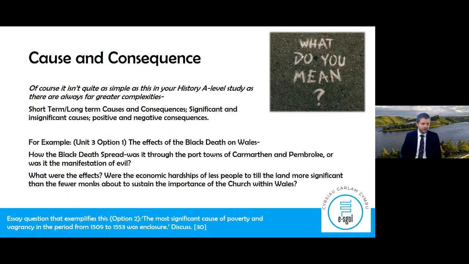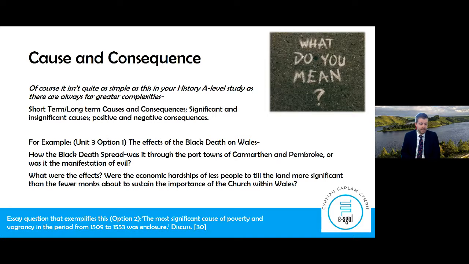Now, unfortunately, A-level history is not quite as simple as that. There is going to be greater complexity, but the very principle applies the same. So in terms of causes, we need to look at short-term and long-term causes. What were the significant and insignificant causes? What were the main causes? What were less important? When it comes to consequences, again, short-term and long-term consequences, as well as positive and negative consequences.